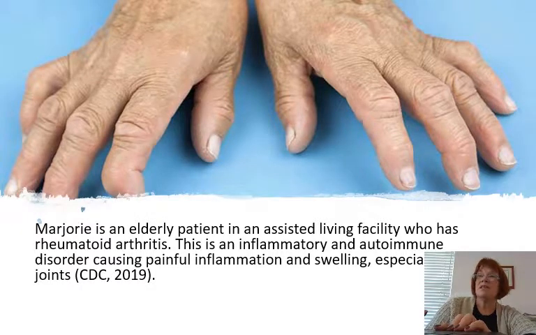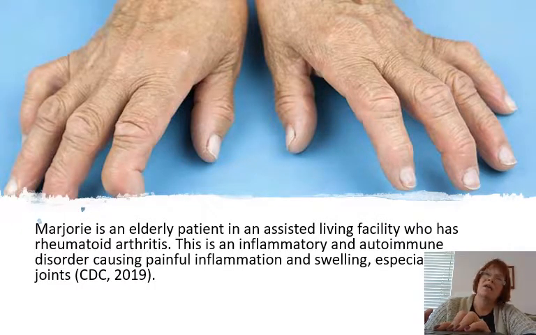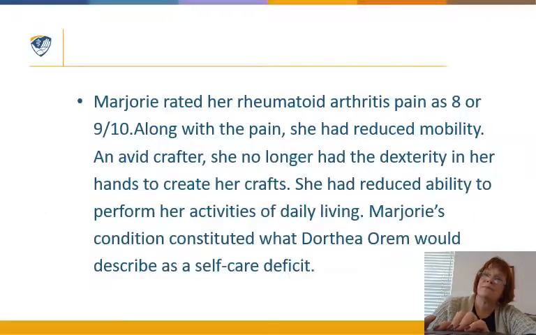So our patient's name is Marjorie. She's an elderly patient. She lives in an assisted living facility, and she has intermittent flares of rheumatoid arthritis. Rheumatoid arthritis, or RA, is an inflammatory and autoimmune problem which causes inflammation, painful swelling of the joints, and it can affect the joints all over the body.